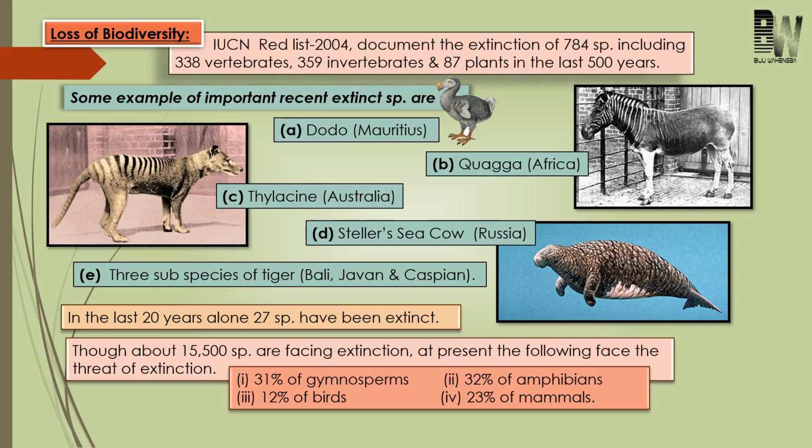And presently, it is believed that about 31% of gymnosperms, 32% of amphibians, 12% of birds, and 23% of mammals face the threat of extinction. And of these, amphibians are more vulnerable to extinction. Okay, so these are just given points. So you can remember the numbers also, and you can remember some names of species which are recently extinct.